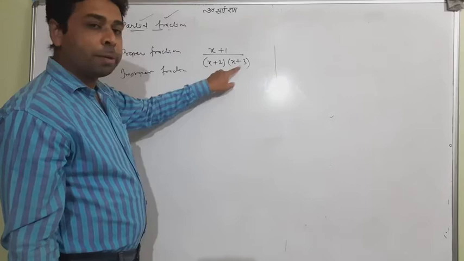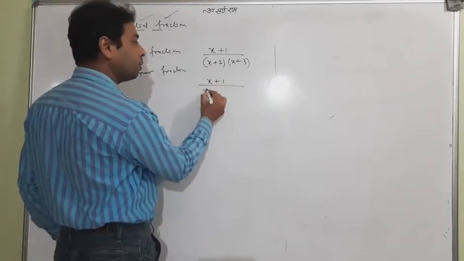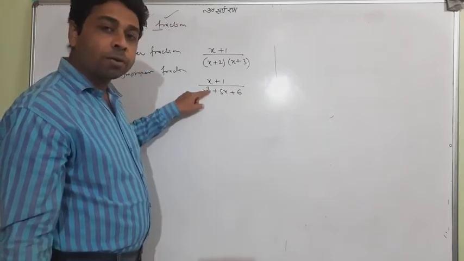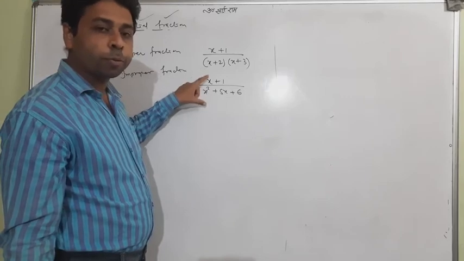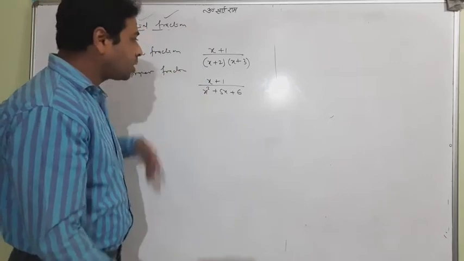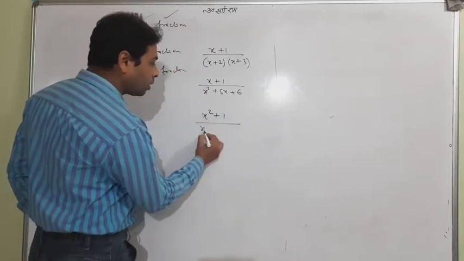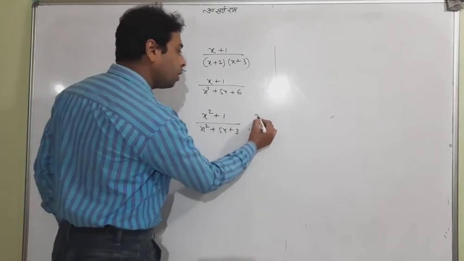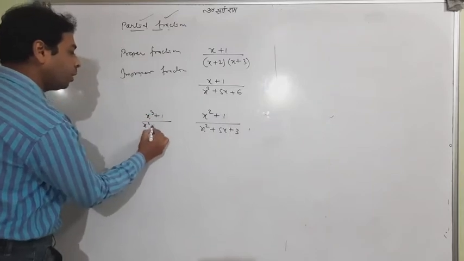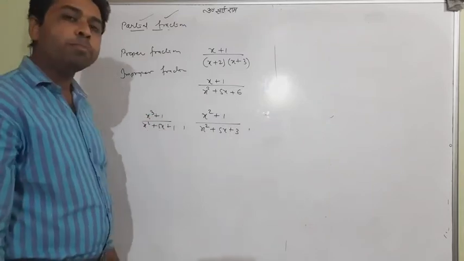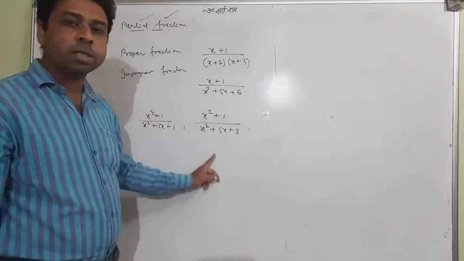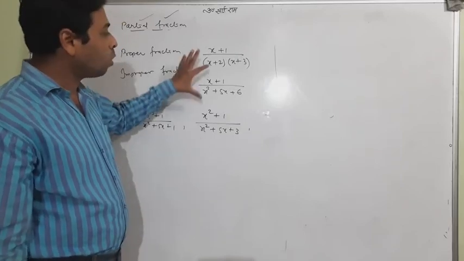When you multiply the denominators, x square plus 5x plus 6 will be there. When the denominator has a greater power than the numerator, it is called a proper fraction. These are proper fractions. But if both have the same power, or the power of the numerator is greater than the denominator, in both cases we say this is an improper fraction.